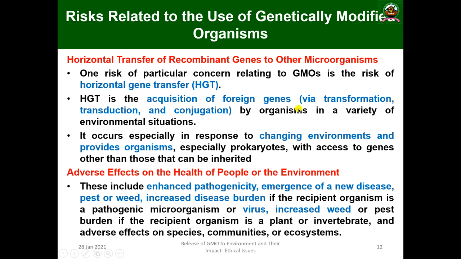The acquisition of the foreign gene, that is horizontal gene transfer, happens naturally by three processes: transformation, transduction, and conjugation. Conjugation is the transfer of a particular gene from one bacterium to another bacterium using something called pili. So these pili will be connected together, and the gene will be transferred from one bacterium to another.